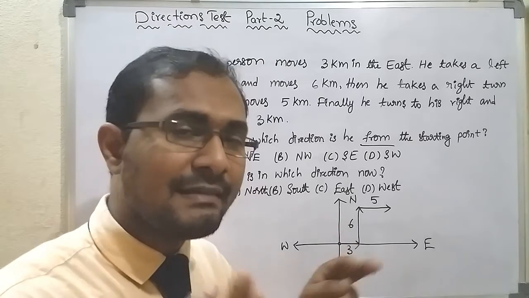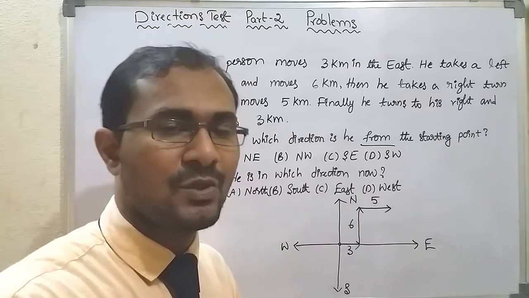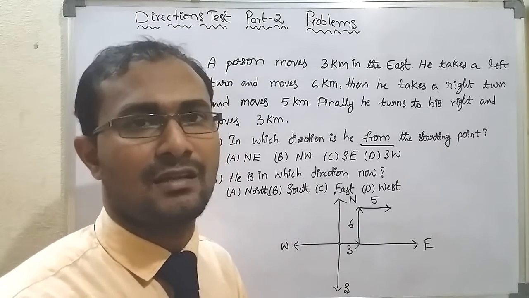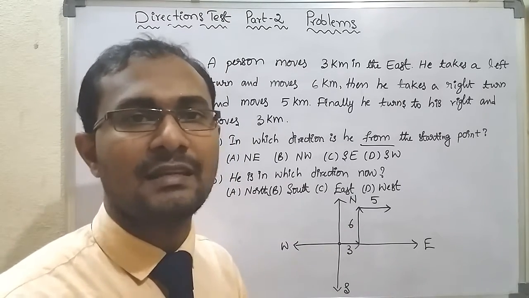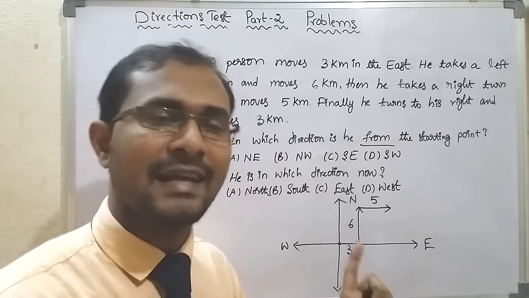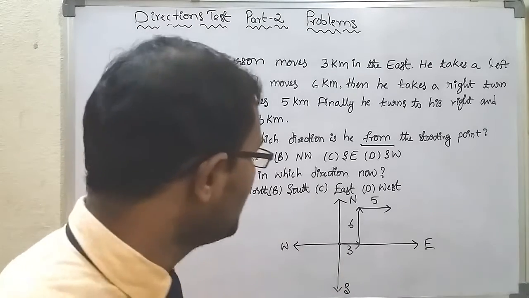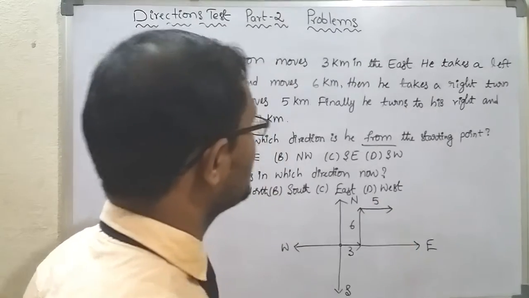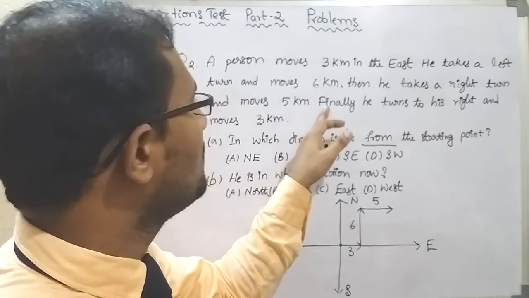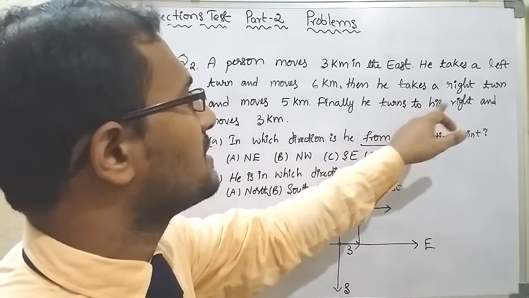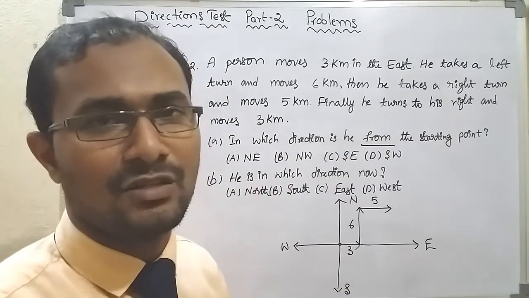Am I right or not? That difference we must be able to show in the diagram in order to get the correct answer. Otherwise, you're not going to get the correct answer. In this chapter, diagram is very important. Okay. So after covering 5 kilometers, what is the turn he took? Finally, he turns to his right and moves 3 kilometers.